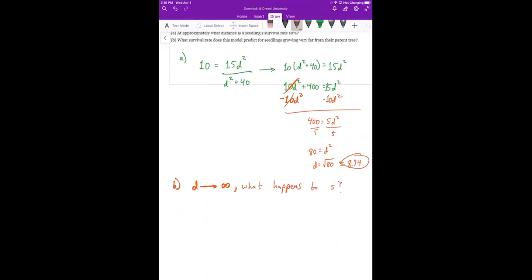Okay, well, remember our S of D is 15D squared over D squared plus 40. And if D is going towards infinity, then what matters in the long run is the highest degree term in the top and the bottom. Well, if we simplify this, the D squareds cancel and we get 15. So it looks like the further away the distance from the parent tree the seedling is, the closer we're going to get to a 15% chance of survival. Right, so that's sort of the idea there.